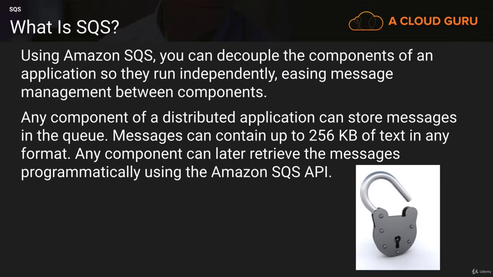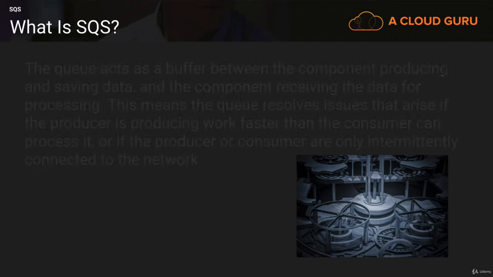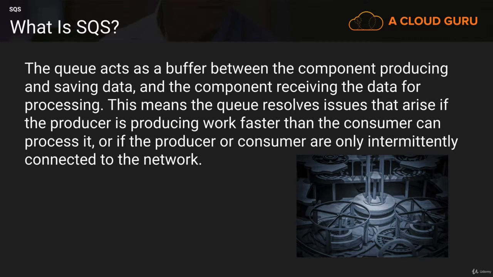Messages contain up to 256 kilobytes of text in any format. So you can have JSON, you can have XML, you can have plain text, whatever. Any component can then later retrieve the messages programmatically using the SQS API. The queue acts as a buffer between the components producing and saving the data and the component receiving the data for processing. This means the queue resolves issues that arise if the producer is producing work faster than the consumer can process it. So you think about that.